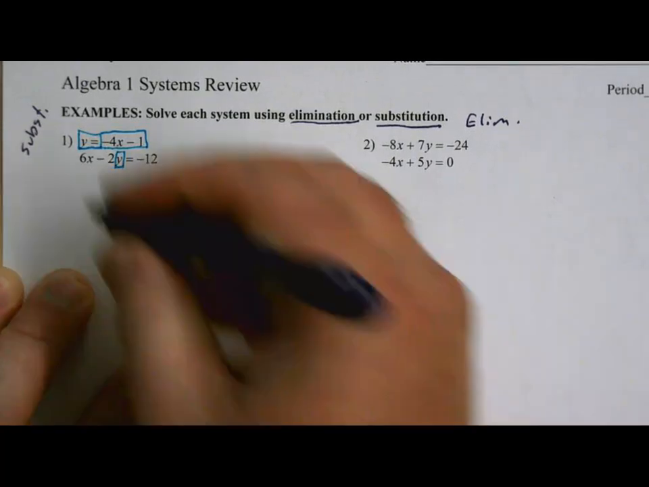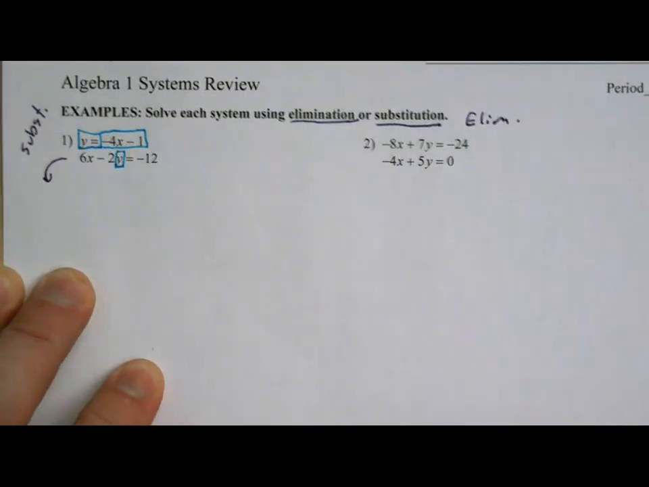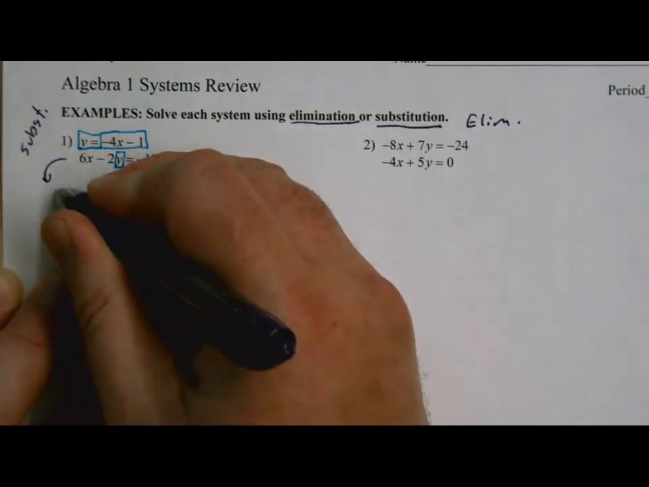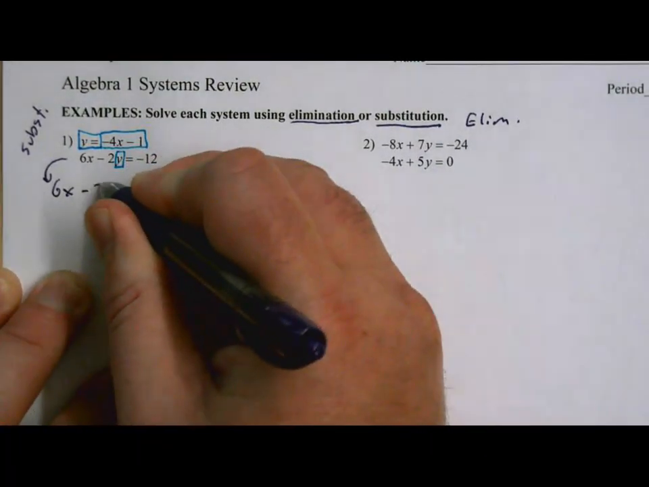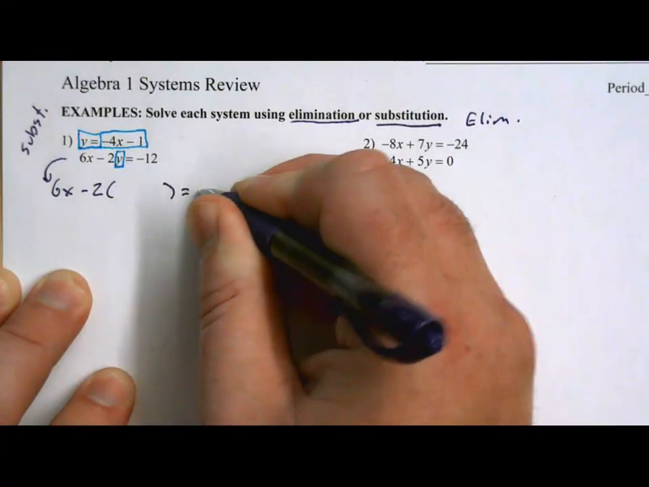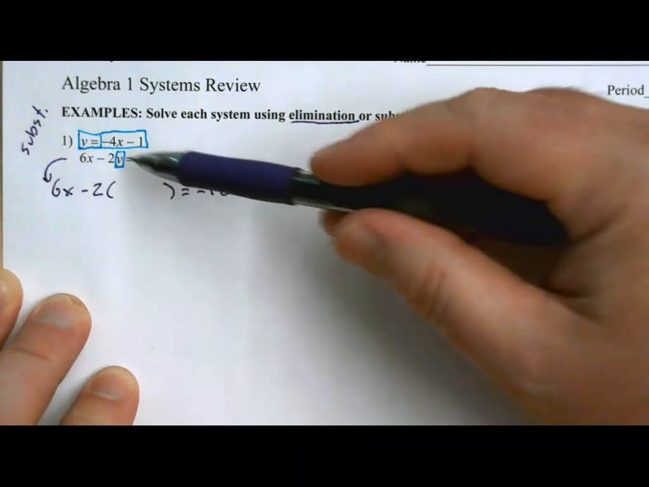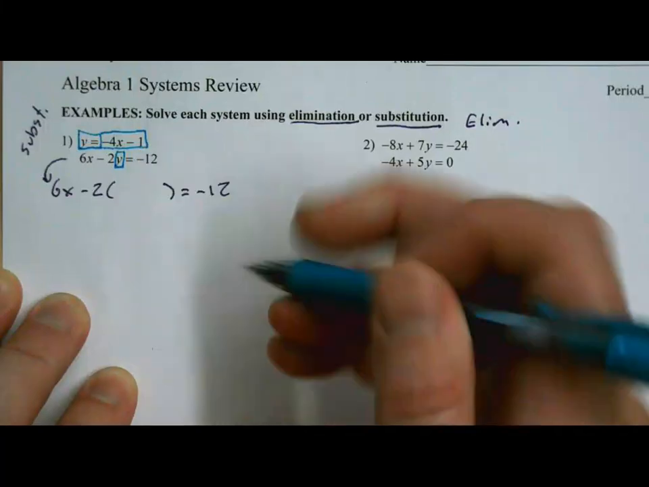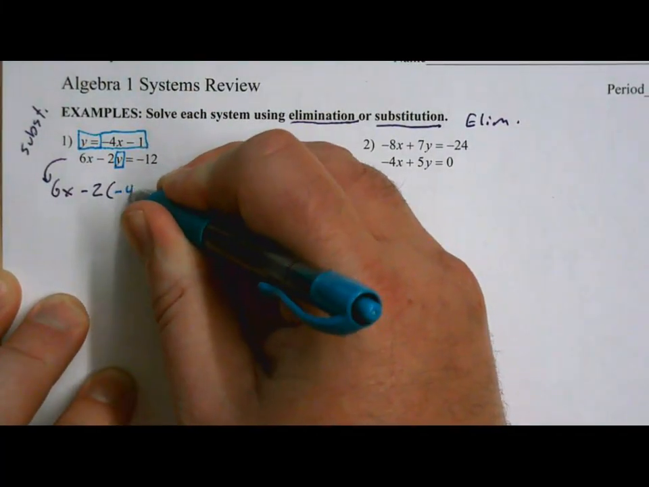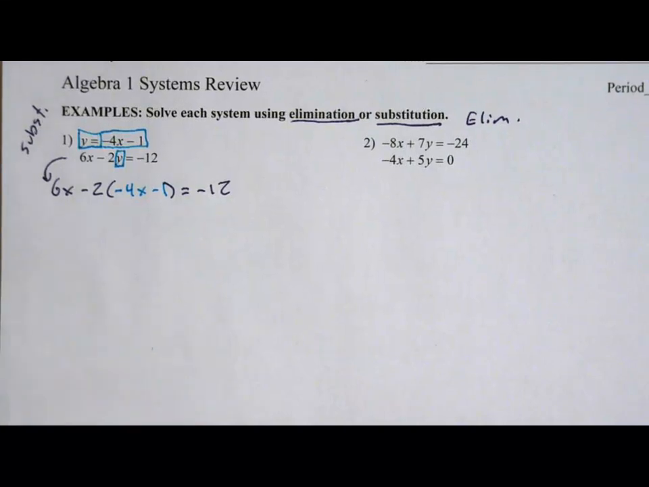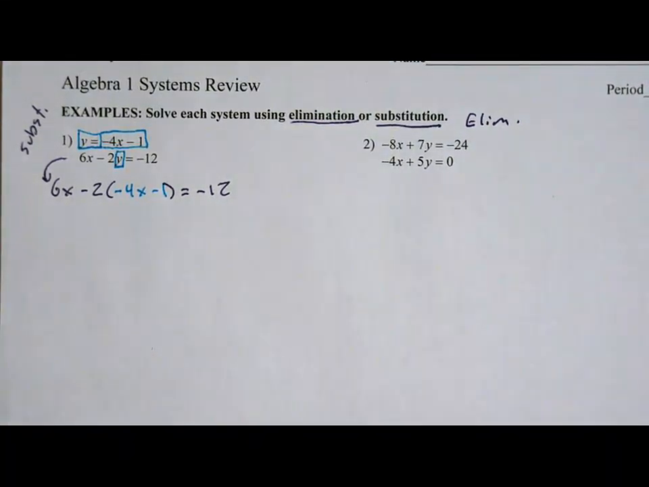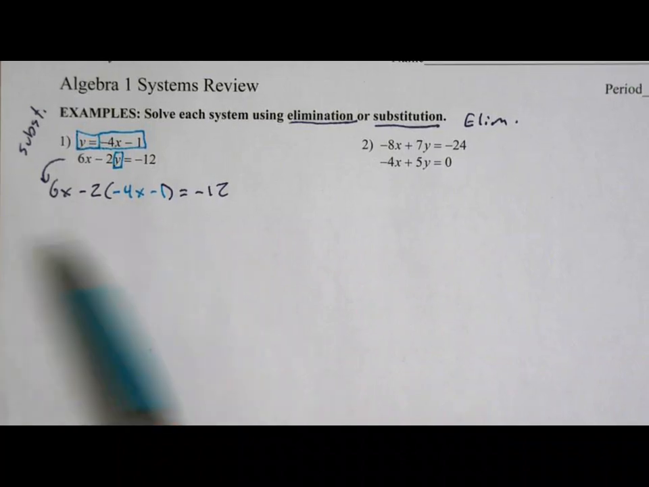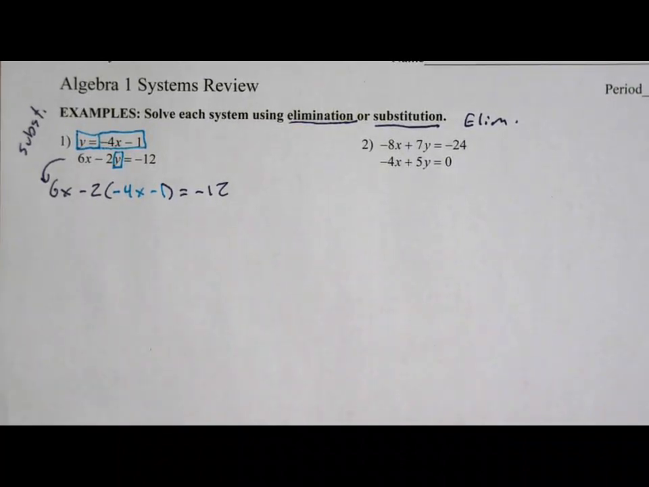So I am going to rewrite this second equation, but I'll leave out the y. So 6x minus 2y equals negative 12. And I left out the y here because in place of y, I'm going to put the thing that y is equal to, negative 4x minus 1. When we do that, we end up with a more complex equation than we started with, but the nice thing about this equation is it only has x's in it, and so we can now solve this and figure out what x is.